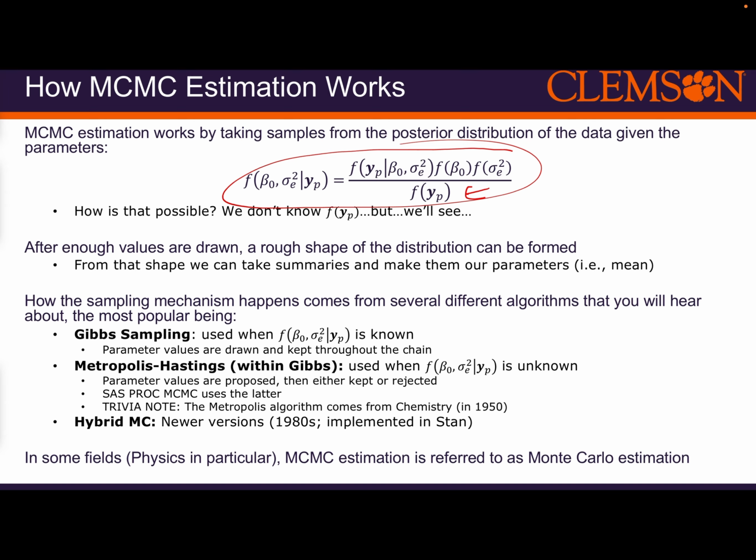Gibbs sampling gets used where we know the posterior distribution. Those are where we have, like, conjugate priors, for instance. Not often a lot. Metropolis Hastings is more general. However, it is very inefficient.